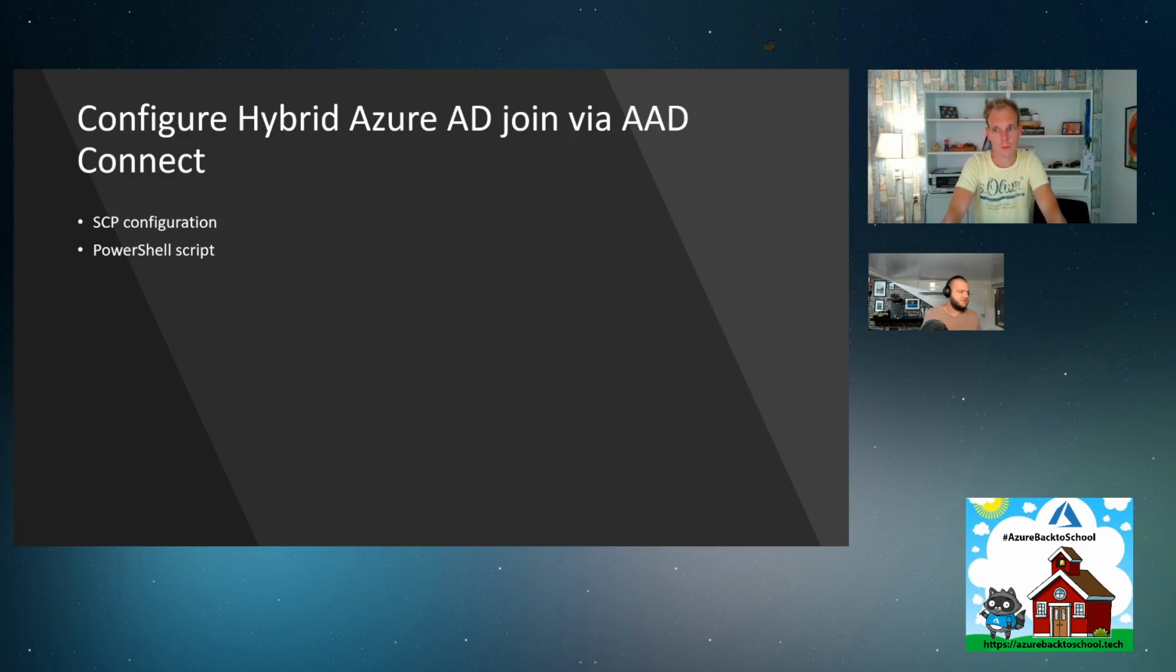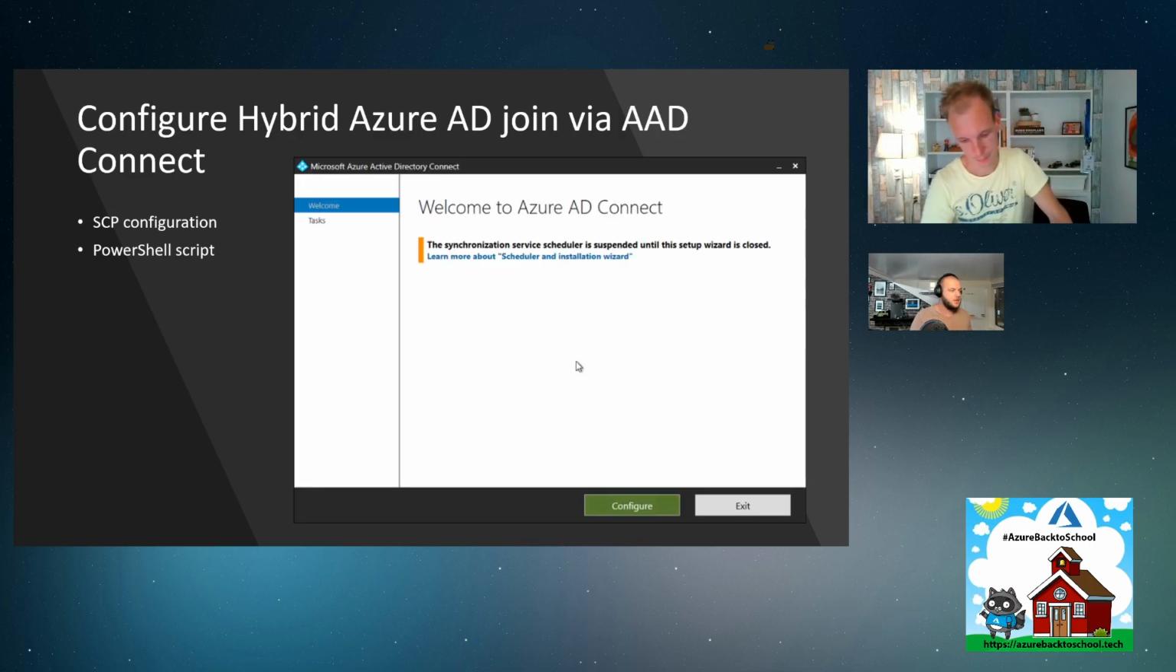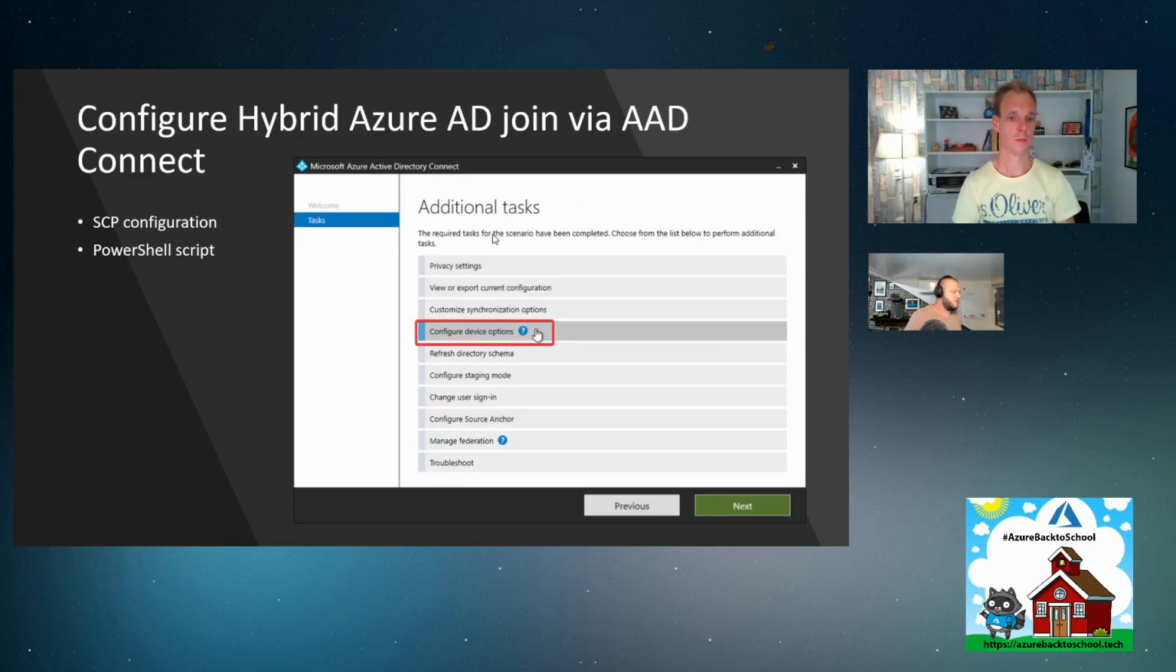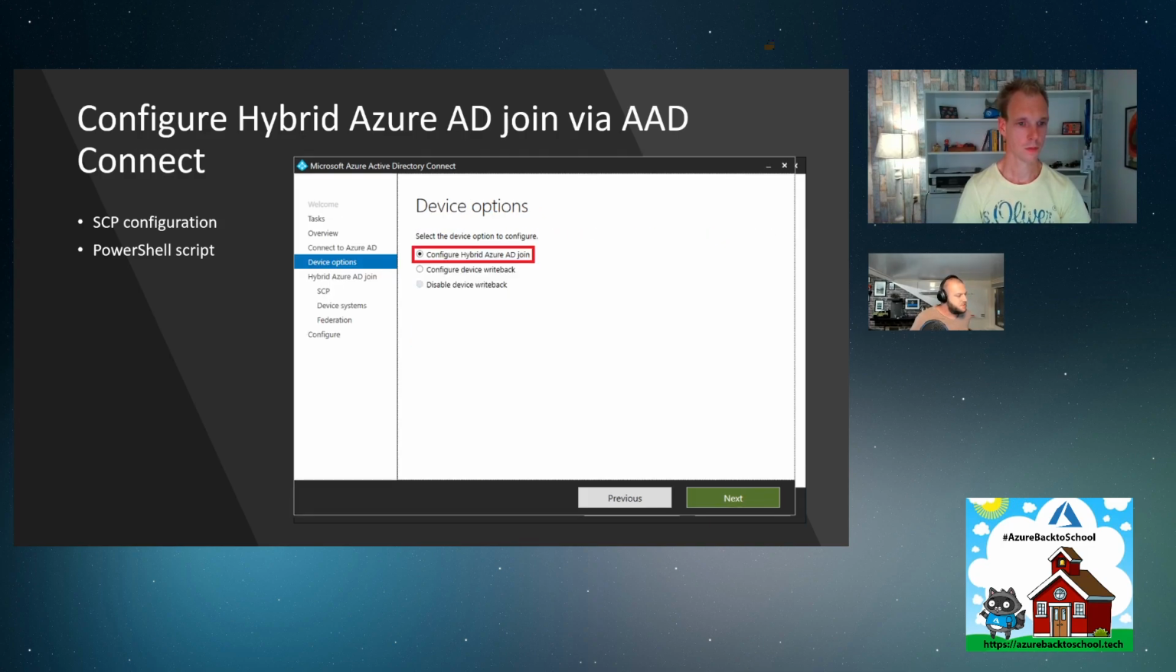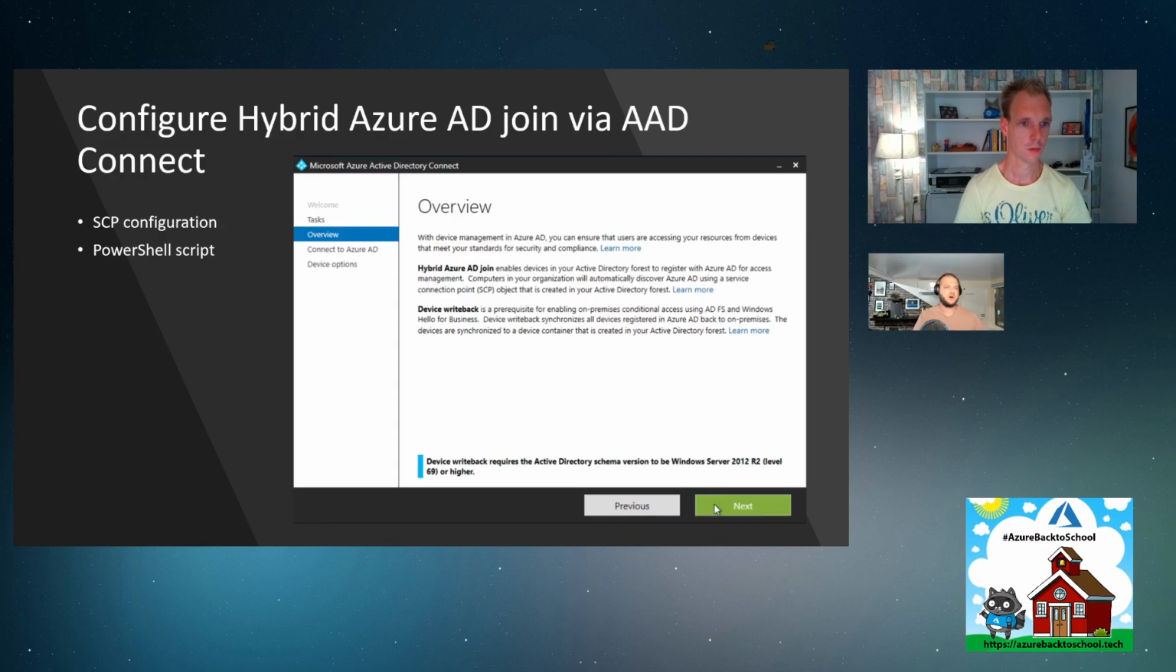So, as I mentioned before, we can configure it via AAD Connect. That's the complete process of getting that service connection point in your Active Directory. If you open up Azure AD Connect, you can go to configure device options. You can choose for the hybrid Azure AD join configuration part.